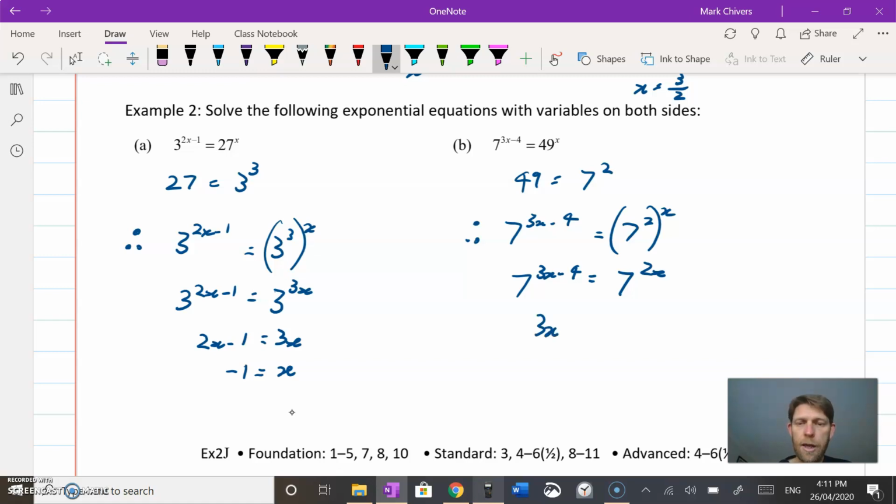So we go 3x minus 4 must equal 2x. It's the only possible way to get a solution for that one. And in this one, I might actually take away 2x from both sides. So I'll end up with x minus 4 equals 0. And then I'll add 4 to both sides, and I'm going to end up with x equals 4.